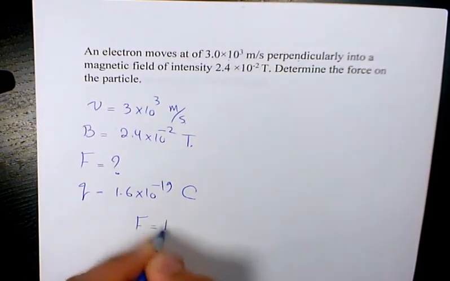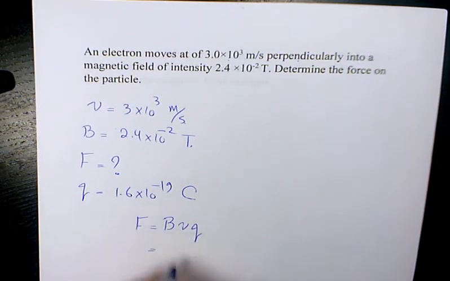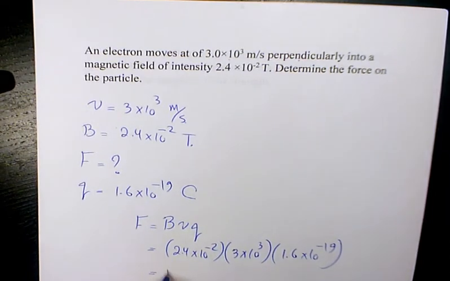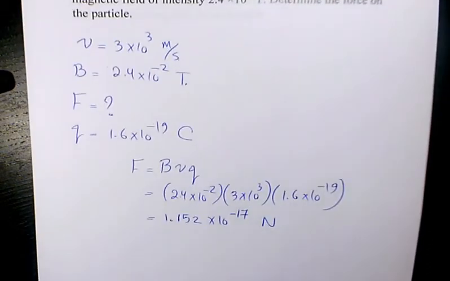F will be BVQ, which is 2.4 times 10 to the power of negative 2 times velocity, 3 times 10 to the power of 3, times 1.6 times 10 to the power of negative 19. That is going to give me 1.152 times 10 to the power of negative 17 Newton. That's the magnitude of the magnetic force.